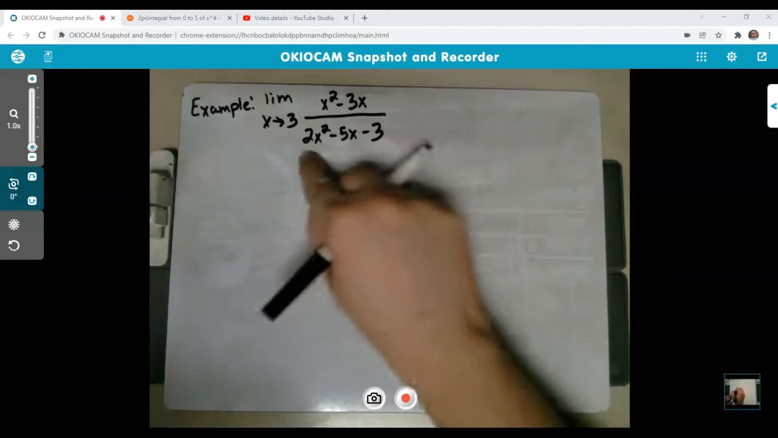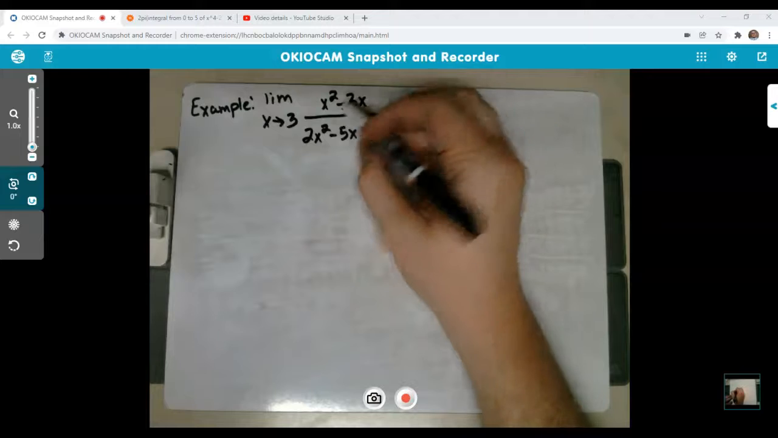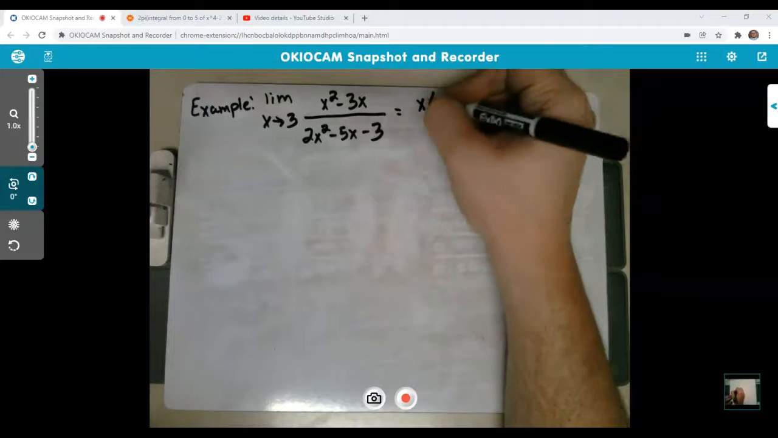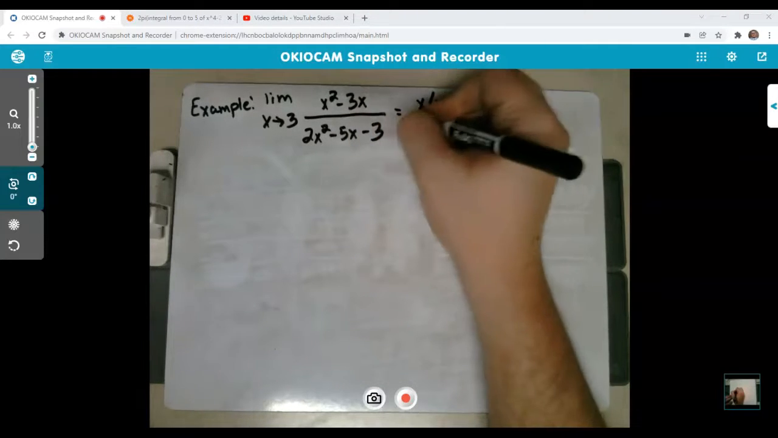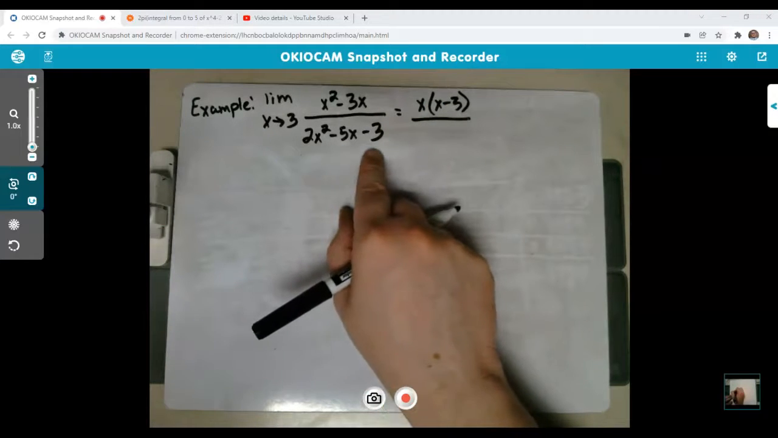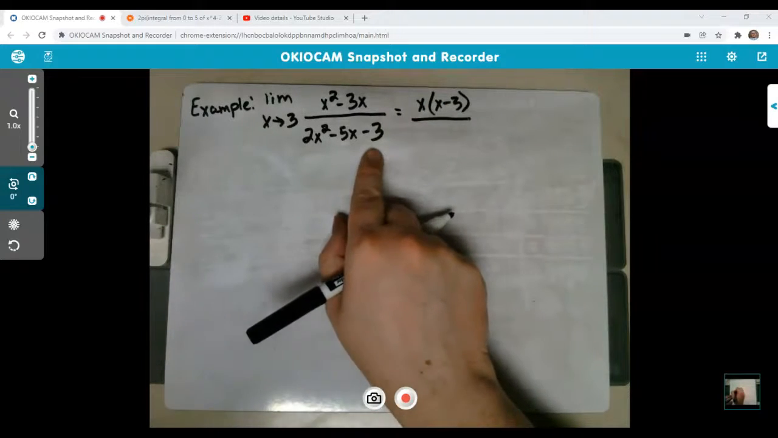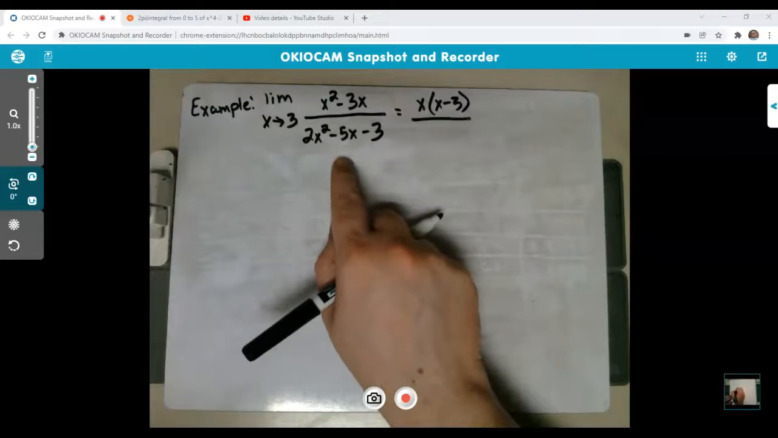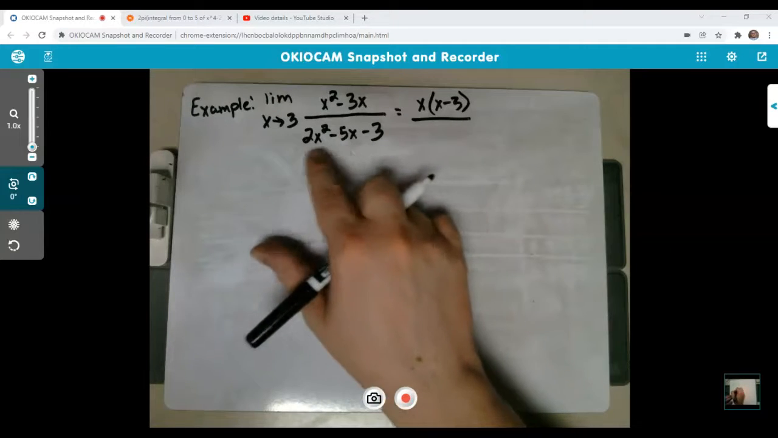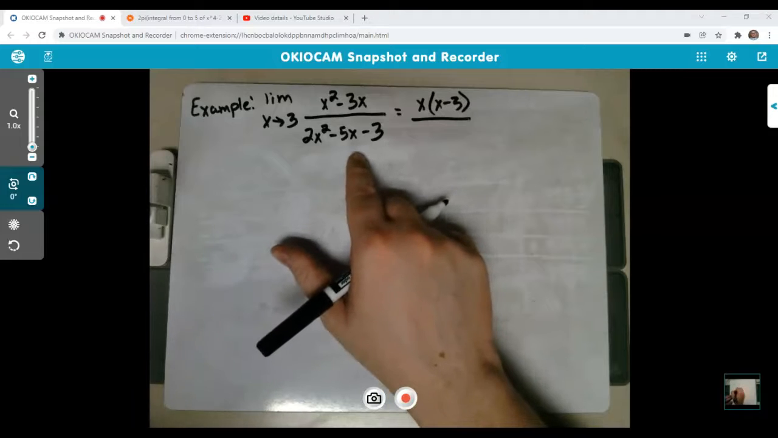Let's try to factor this out. On top, I see both of those have an x, so let's factor out an x. So that's x times x minus 3. On the bottom right here, I would need to factor that out. If you were to factor this, there's a lot of ways to. I'm going to show you one way, but there's a lot of ways to factor this out.